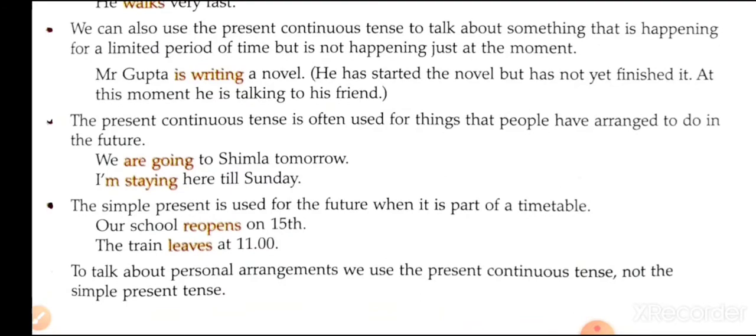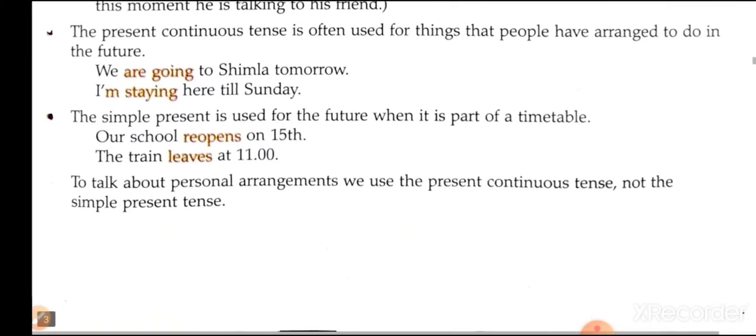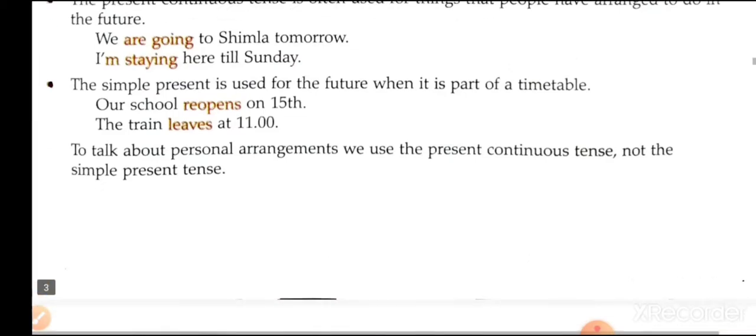The present continuous tense is often used for things that people have arranged to do in the future. We are going to Shimla tomorrow. I am staying here till Sunday. The simple present is used for the future when it is part of a timetable. Our school reopens on 15th. The train leaves at 11. To talk about personal arrangements, we use the present continuous tense, not the simple present tense.